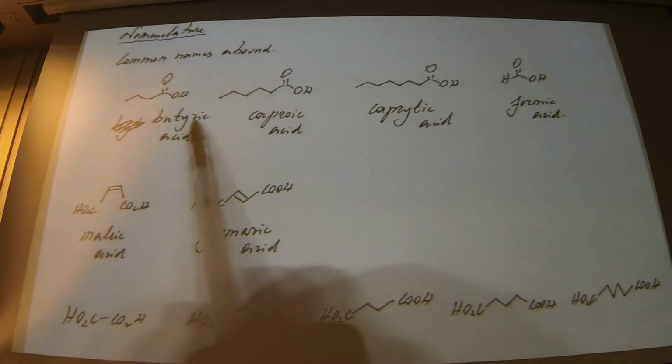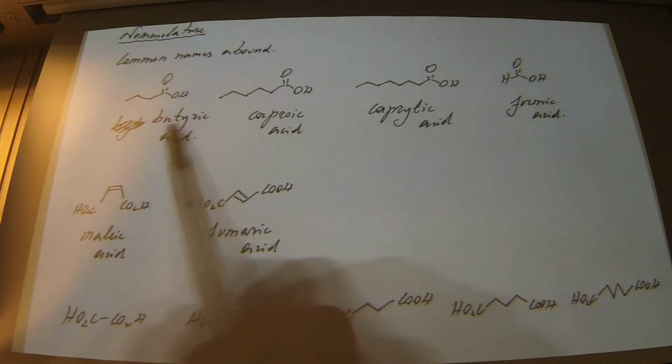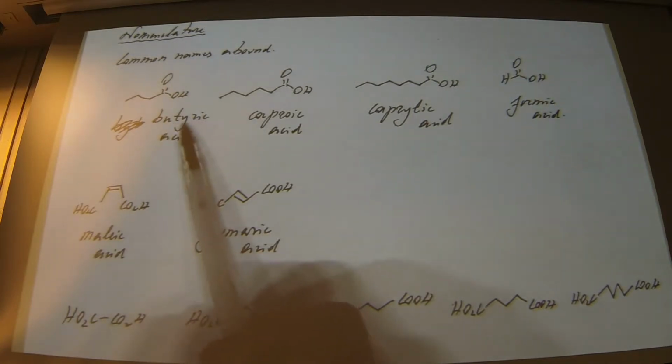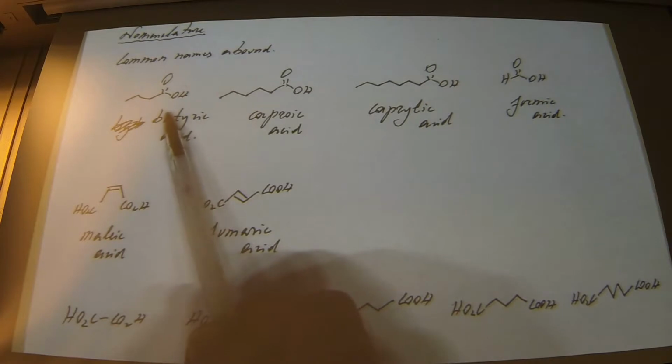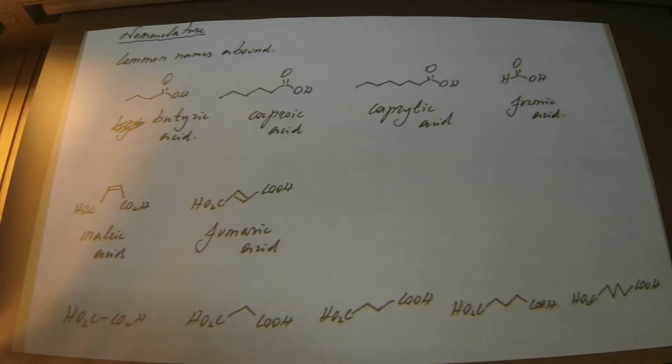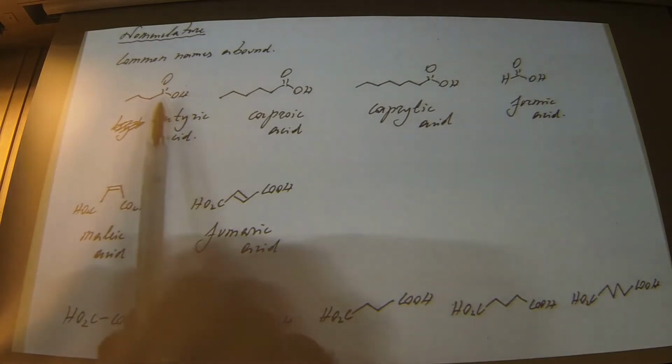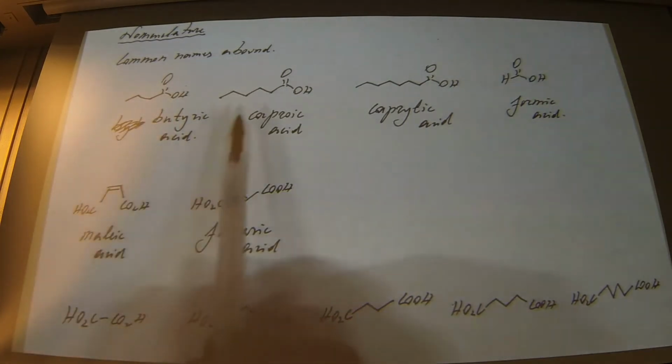So butyric acid, that comes from Greek meaning bull, okay? And why is that? It also comes from the Greek word meaning butter. So this is the odor and awful taste of rancid butter. And so butyric acid is really lousy, terrible smelling stuff.